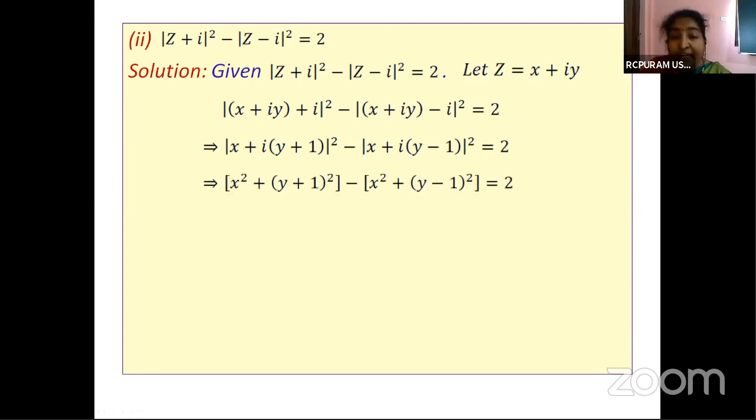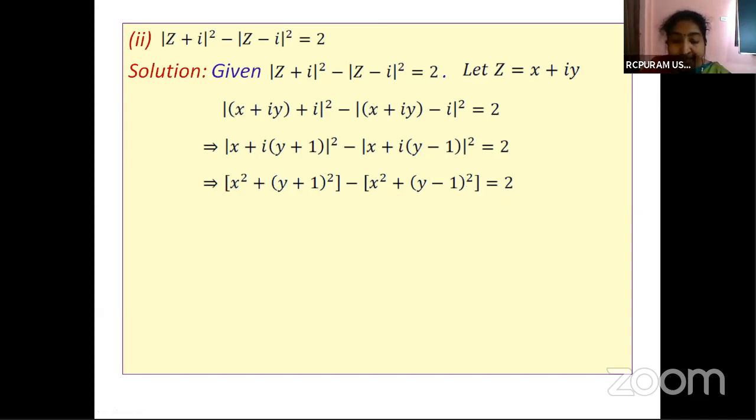Now, first we will calculate the modulus and then take the square of it. The modulus of this is root of x square plus y plus 1 whole square, isn't it? But you have whole square, so that root is getting cancelled. So you are left with x square plus y plus 1 whole square. Then you have minus. Here again, the modulus of this expression is nothing but root of x square plus y minus 1 whole square. Since you have whole square, the root is getting cancelled and you will be left with x square plus y minus 1 whole square is equal to 2.